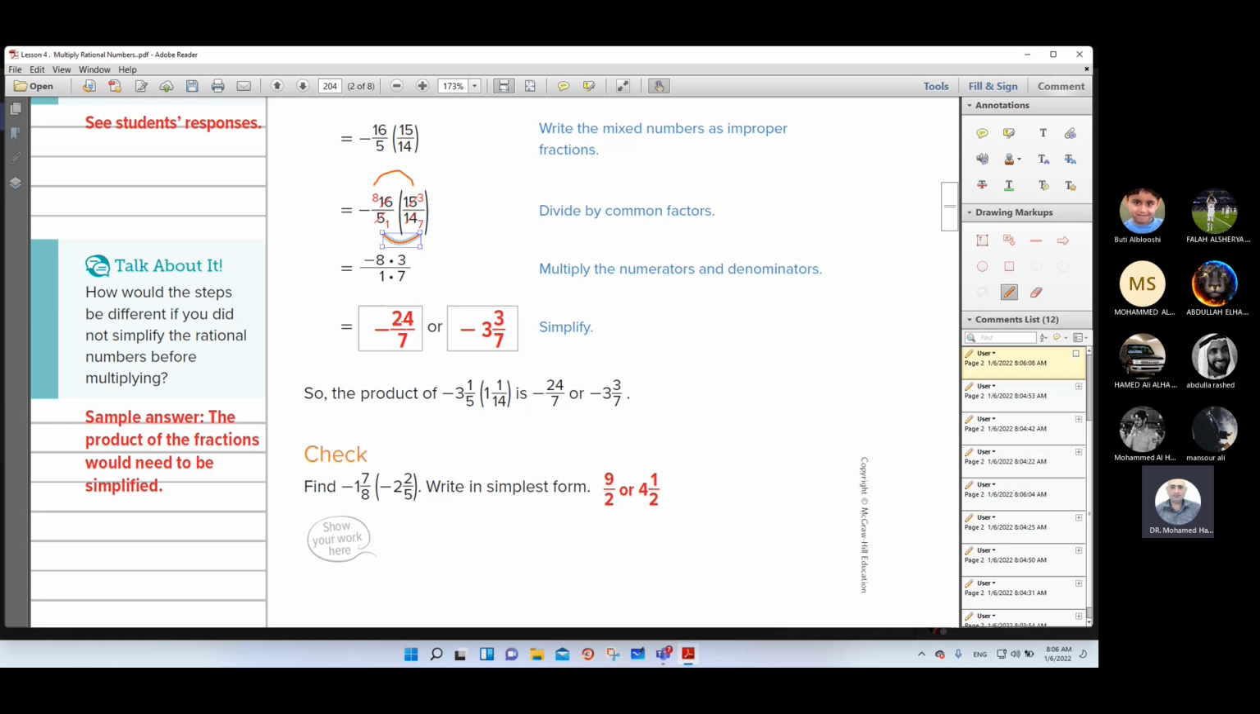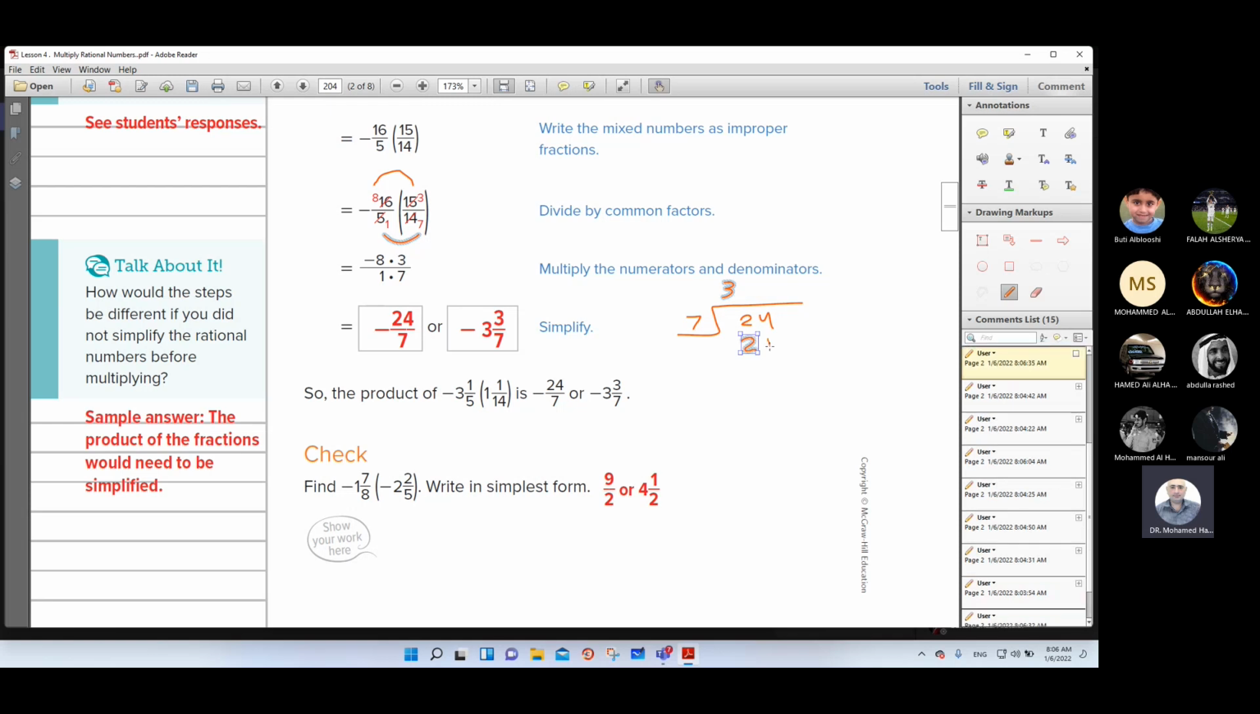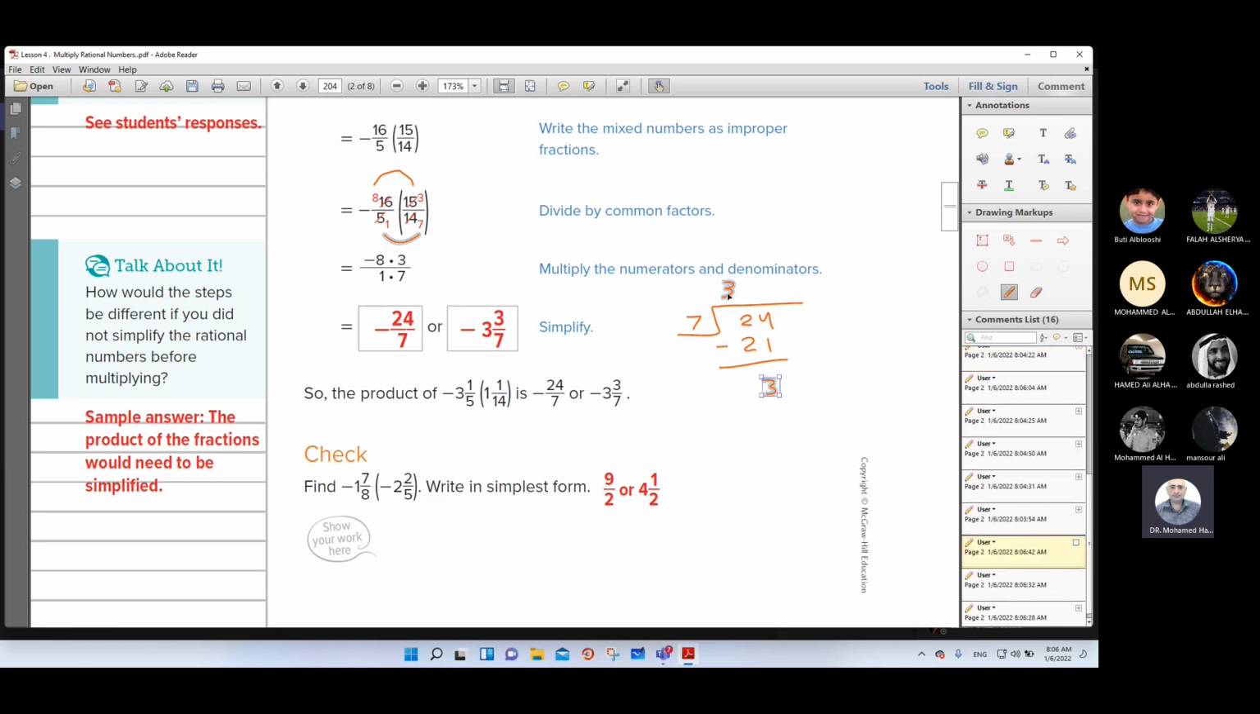Then you can change this fraction to a mixed number using long division. You have 24 and you have 7. So 24 divided by 7 equals 3. 3 times 7 is 21. So 24 minus 21 is 3. The quotient 3 is the whole number, the remainder 3 is the numerator, and the divisor is the denominator. So the answer will be negative 3 and 3 over 7.